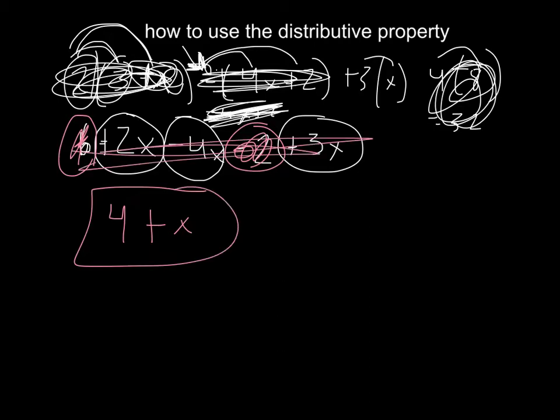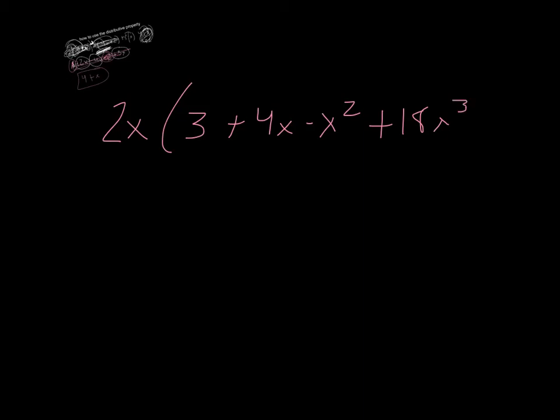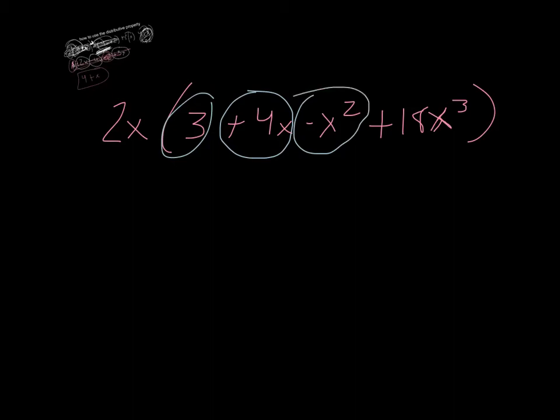Now, one thing you might want to know for the distributive property, let's say you have more than one. Say you've got 2x, and you got 3 plus 4x minus x squared plus 18x to the third. Okay, and you're like, wow, that's a lot. That's a lot. No matter. Still get to distribute it in there, okay? To each one of these. Okay, make sure you keep the signs that are in front of it.